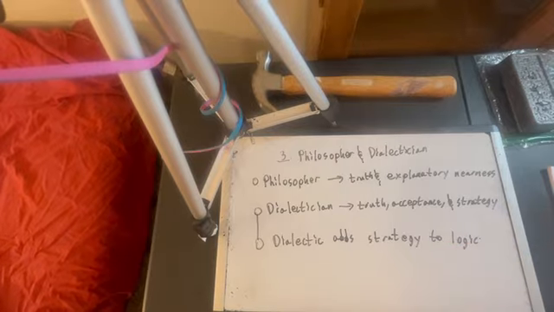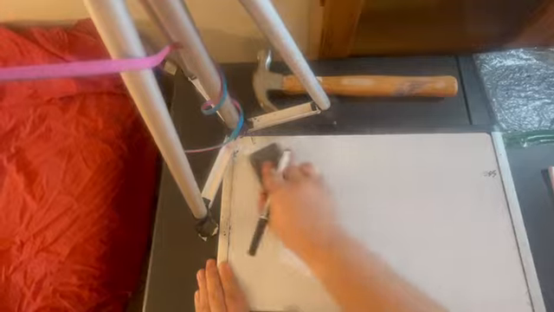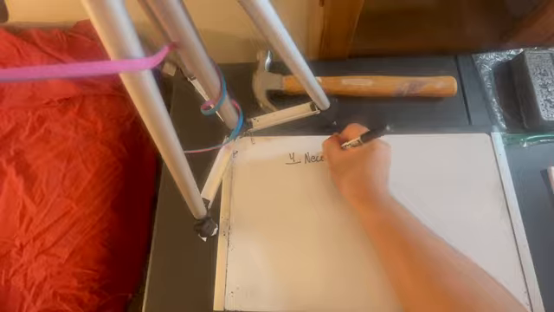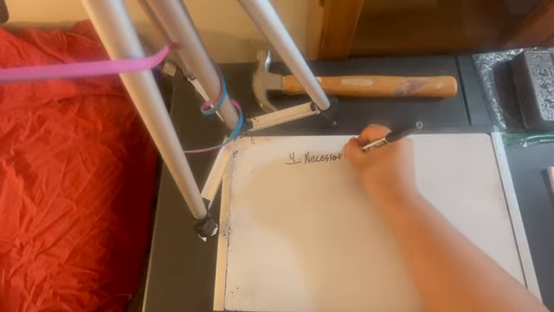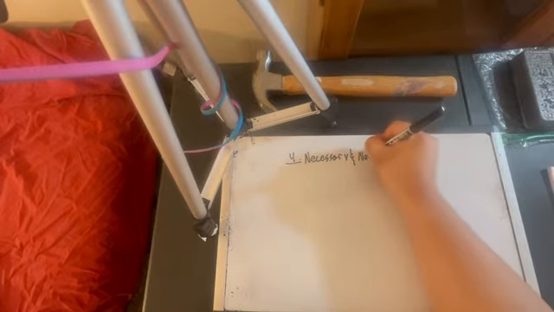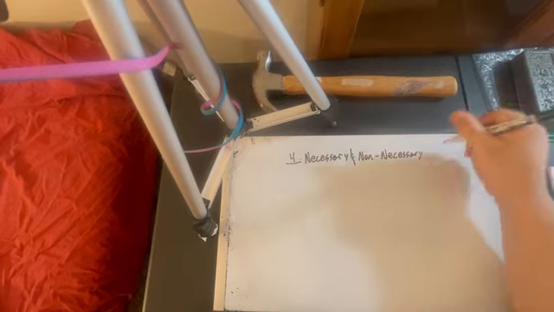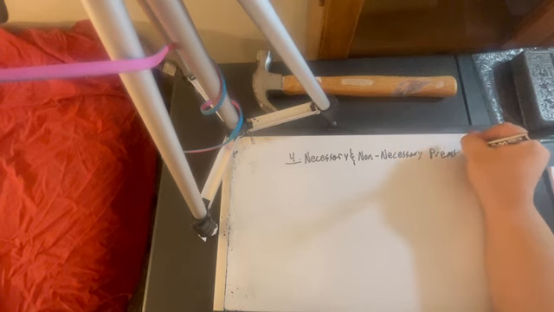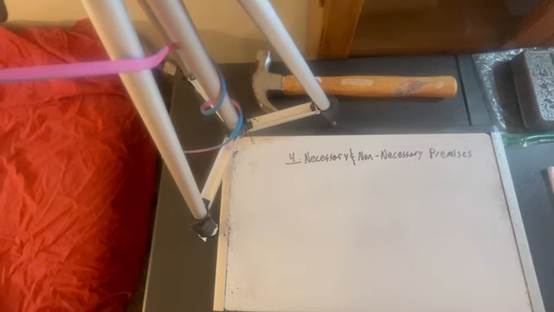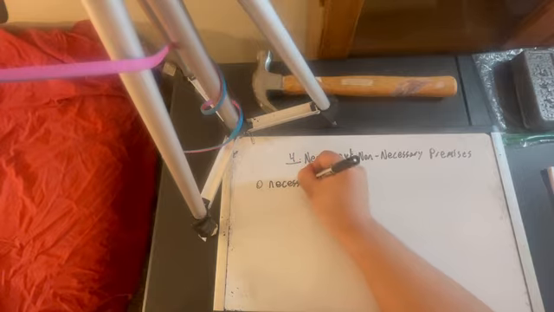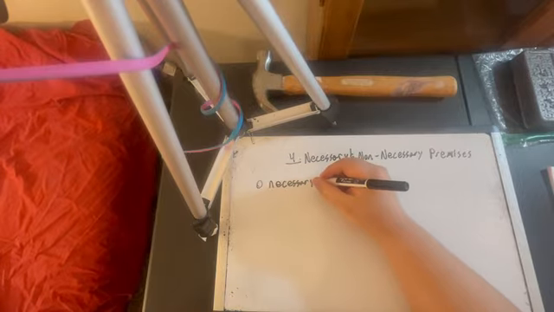All right, let's go ahead and move on to the next point. Necessary and non-necessary premises. So, necessary premises are those through which the actual reasoning is constructed. You could say necessary premises are equivalent to premises that make the syllogism work.